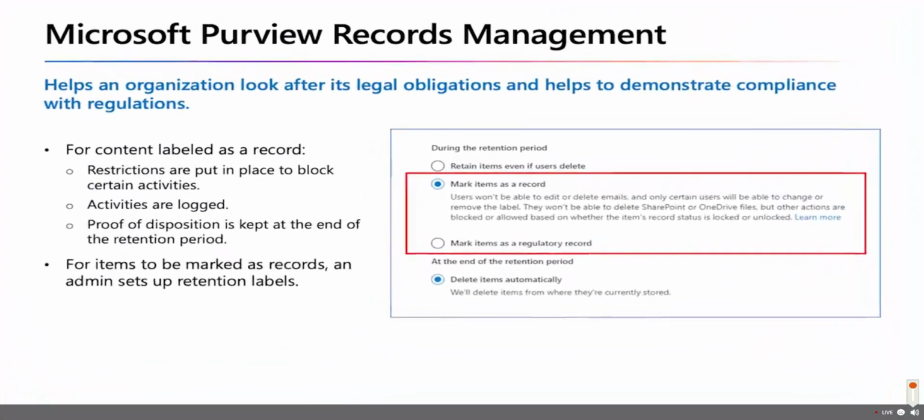or document set. When an administrator labels something as record, they can block certain activities such as deleting the document or editing it, or they can track the document's path and all related activities. There are also retention tools that can mark and retain the record for retention and then retain the proof for disposal at the end of the retention period.